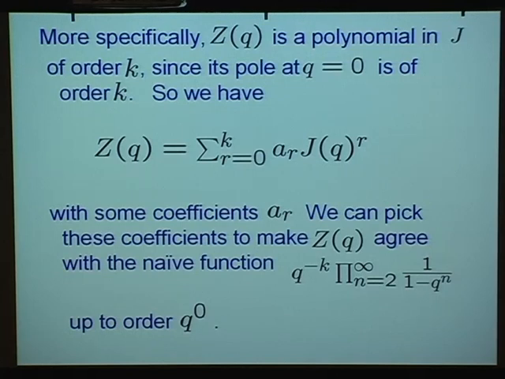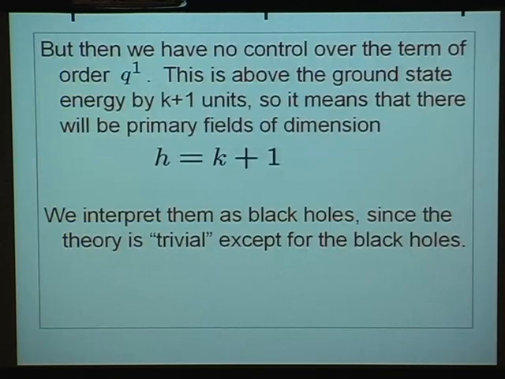So we'll agree with the first k plus 1 coefficients starting at minus k and going up to 0. And that means that in order q to the 1, we don't have any control over what's going to happen. It's uniquely determined. So our partition function, making the first k plus 1 coefficients agree with this, determines all the coefficients, the a's. Making the first k plus 1 coefficients in q agree with this determines the a's, and therefore determines z. So for every k, I've told you what z is supposed to be.